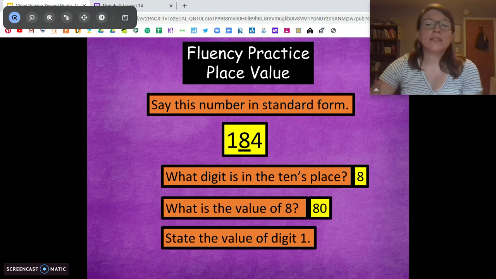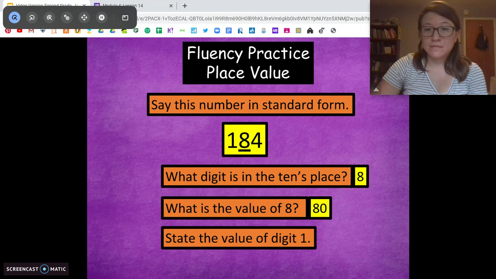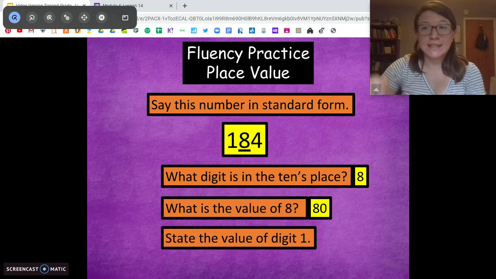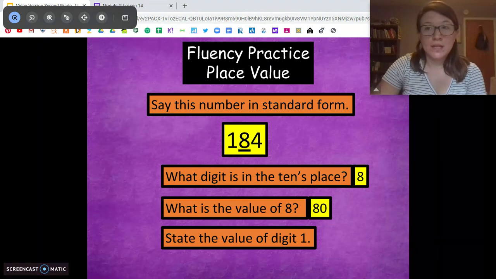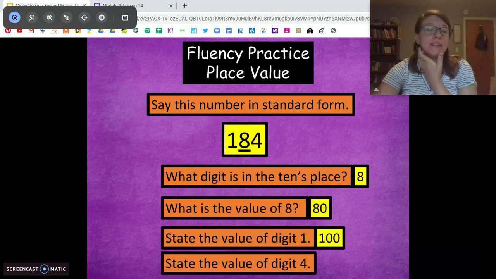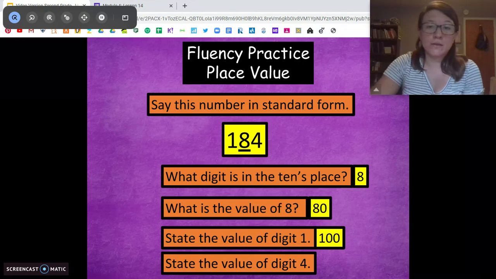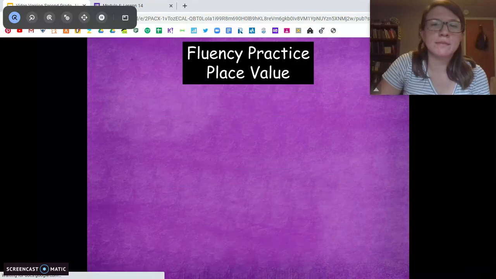Very good. What's the value of the digit 1? Look at the place that it's in and tell me the value of it. 100. Perfect. All right. What's the value of the digit 4? Look at the place. Tell me the value of the digit 4. Just 4. Good. 4 ones. Awesome. Let's do another one.